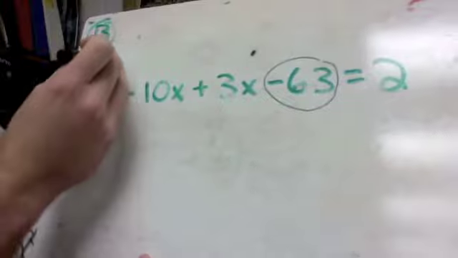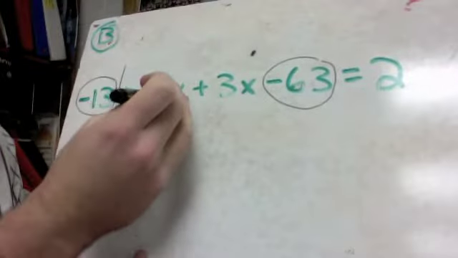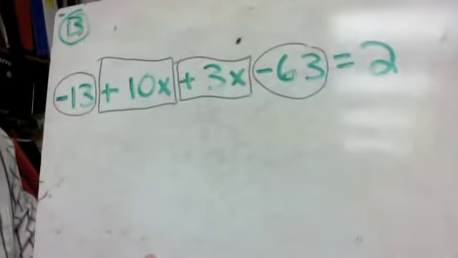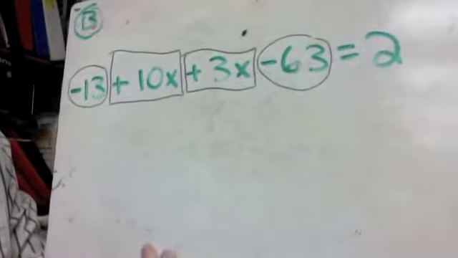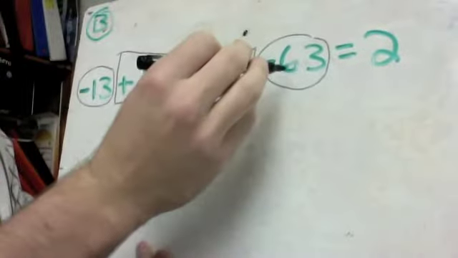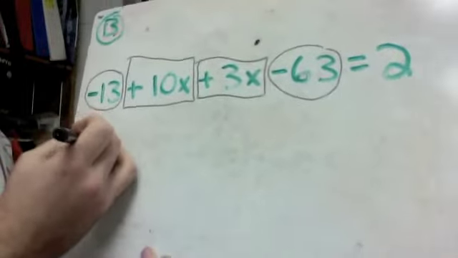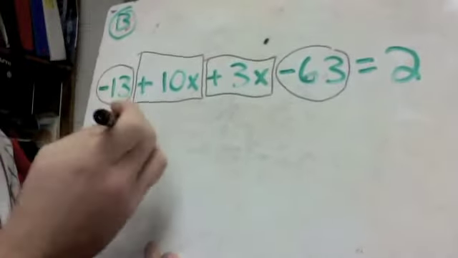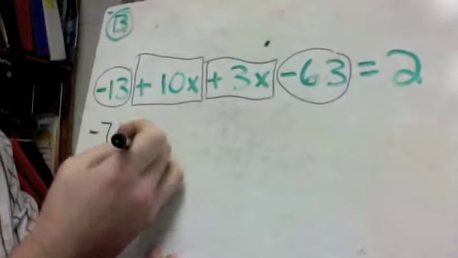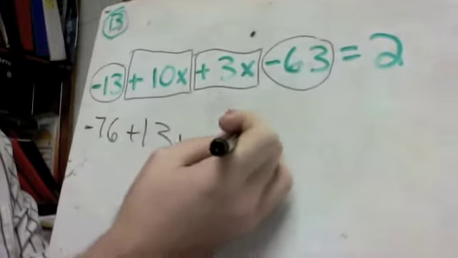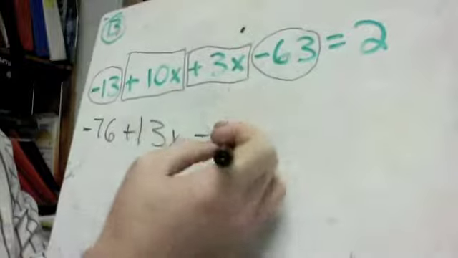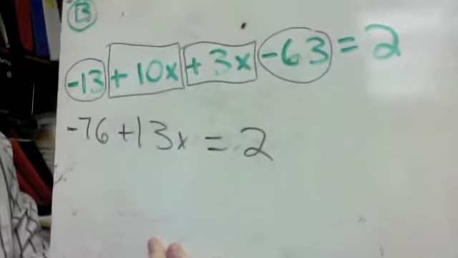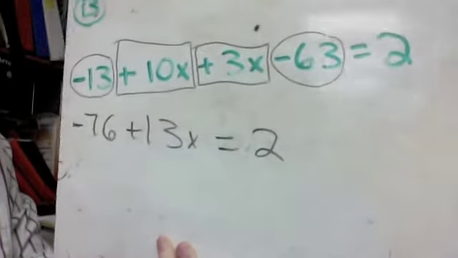Other things we should be able to combine. We should be able to combine this positive 10x and this 3x. Those will go together. So if I put all that together, this part's going to be, let's see, negative 76. And then the x part is just going to be plus 13, or positive 13x. And then we're still going to have our equals 2. Okay, now we just need to solve by using inverse operations. So we've got to get rid of the add or subtracts first.